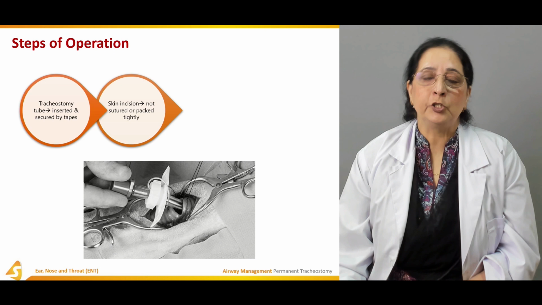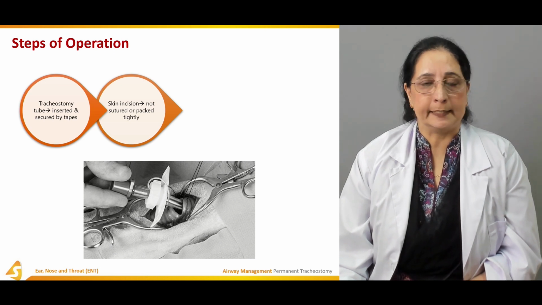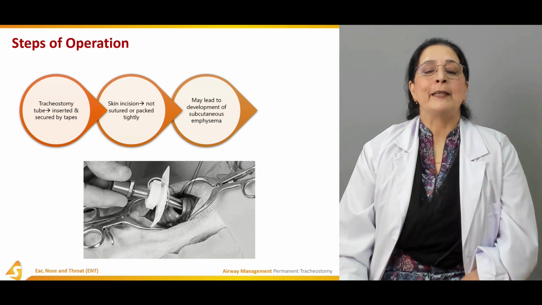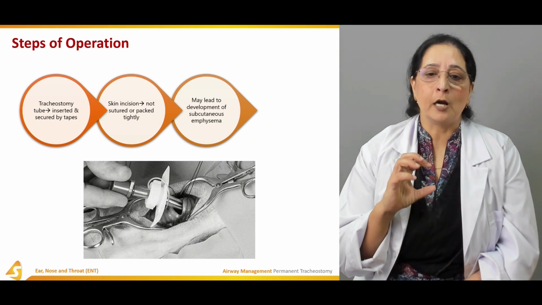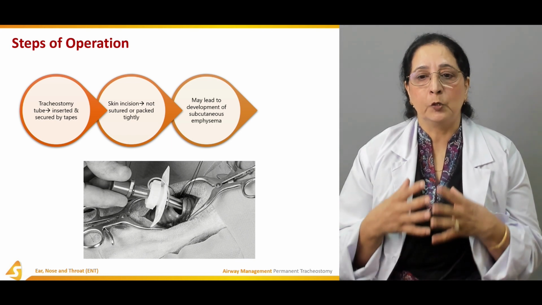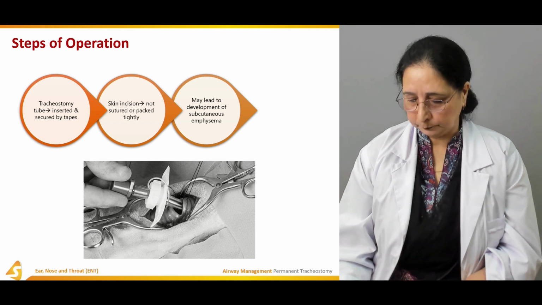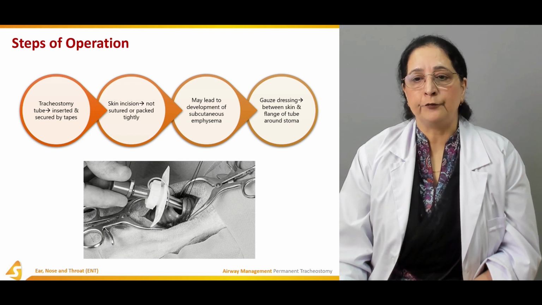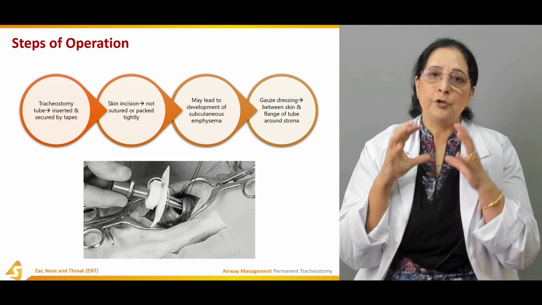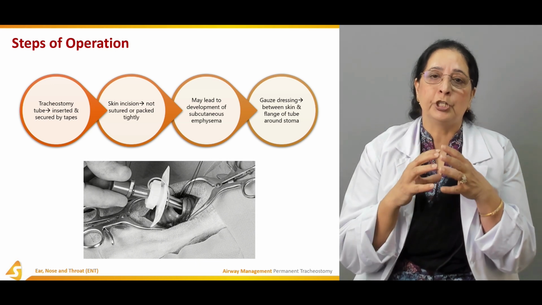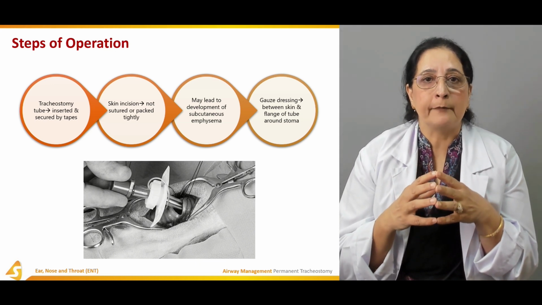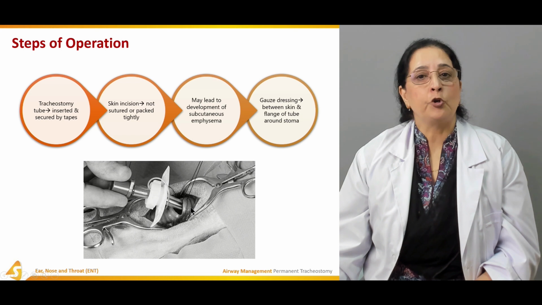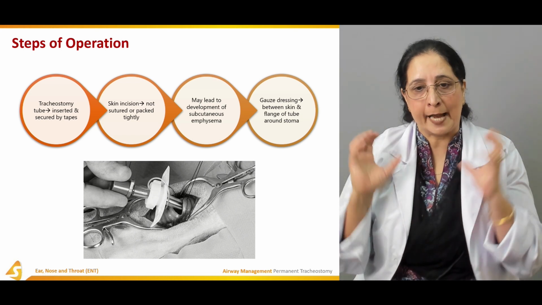If the skin incision is sutured or packed tightly, it may lead to development of subcutaneous emphysema. So if the skin incision is closed tightly, it can cause subcutaneous emphysema. Gauze dressing is placed between the skin and the flange of the tube around the stoma. It's not sutured tightly because that can cause subcutaneous emphysema. Just a loose dressing is placed between the stoma and the tube flange.